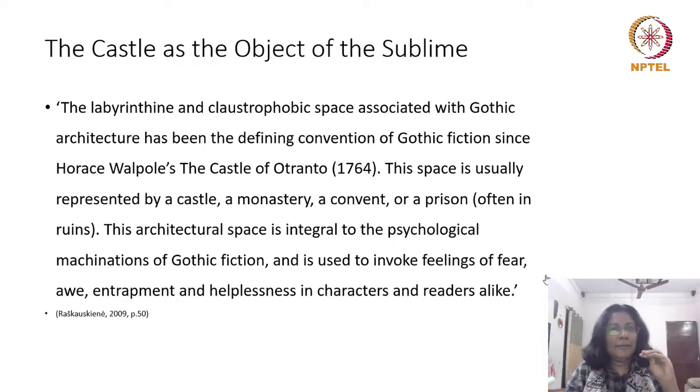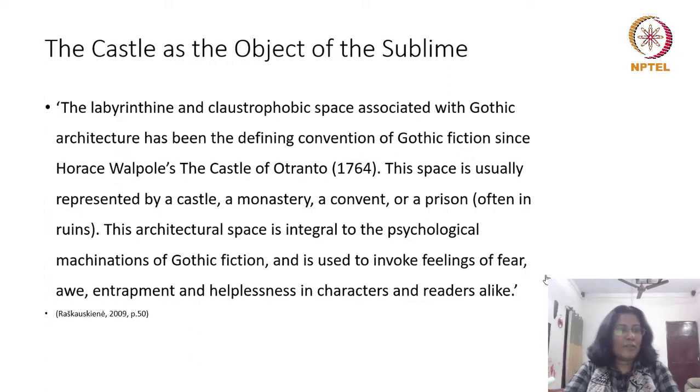Now, how do we apply the ideas of the sublime to, say, for example, a castle that we can see in a work such as Walpole's The Castle of Otranto? So critics suggest that the labyrinthine and claustrophobic space associated with the Gothic architecture has been the defining convention of Gothic fiction since Walpole's work. So while great mountains, while the frigid Arctic wastes cause sublime feelings in the mind of the onlooker, critics also argue that the dark passageways, the convoluted, confusing, maze-like passageways, and the claustrophobia of incarcerating castles also create sublime feelings in the mind of the reader.